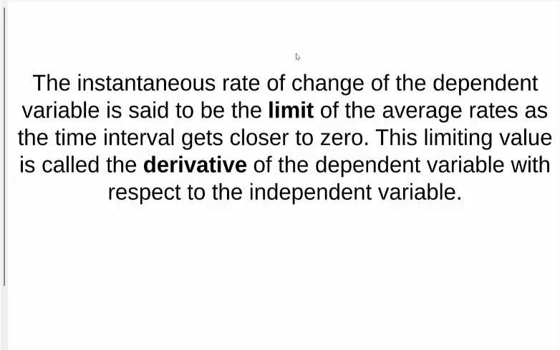So the instantaneous rate of change of the dependent variable is said to be the limit of the average rate as the time interval gets closer to zero. This limiting value, we call it the derivative of the dependent variable with respect to the independent variable. So basically that limiting value of its rate of change as we get closer and closer to instantaneous, we call it the derivative. All right, so the problems you should try are 1 and 2, and on 2, just do parts A through D.